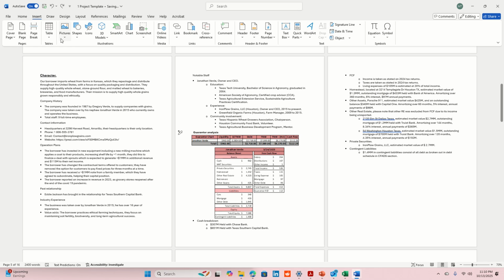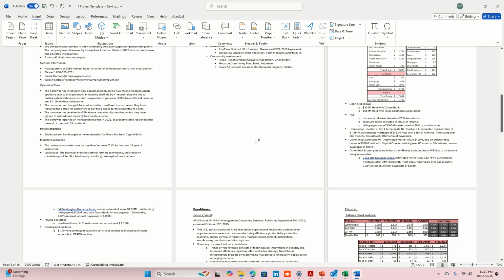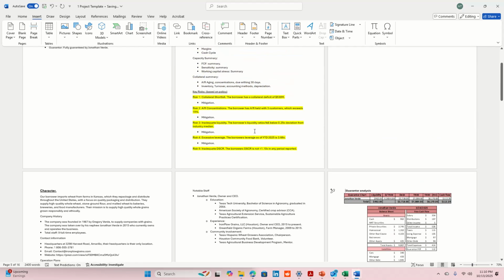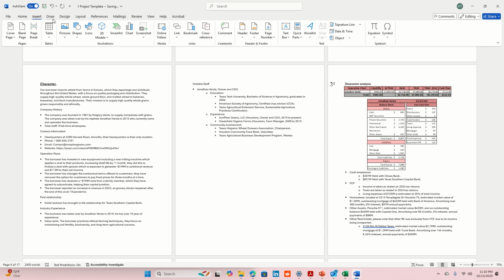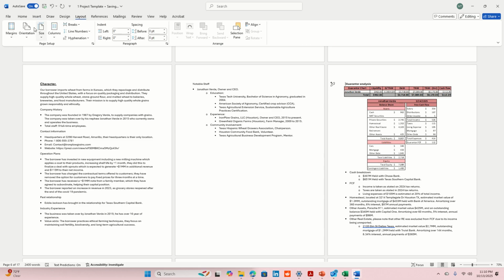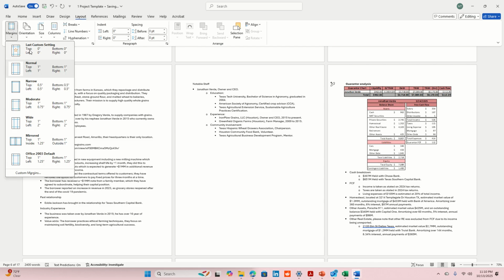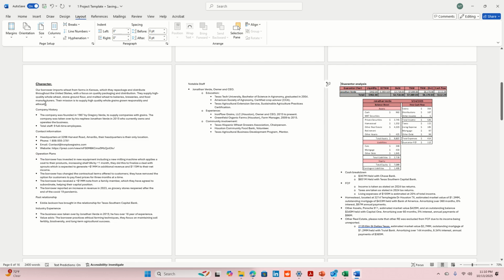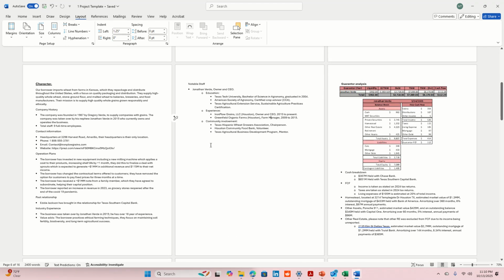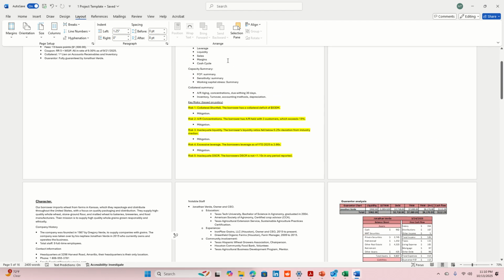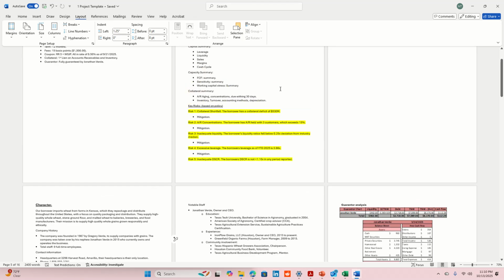Okay. Let me page break this. Remember, don't be afraid to use that page break. And then, honestly, let me go layout margins. Okay. Anyways, this is how mine looks. And that's how you guys should look.